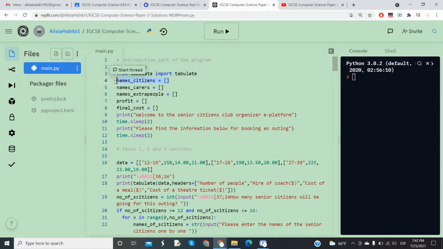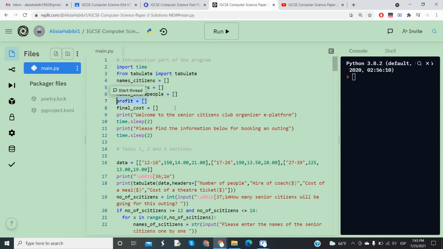Then, of course, I had a names of citizens list, a names of carers list, and a names of extra people list. So this already tells you that I'm using these to store the names of the senior citizens going, the carers that are going for the outing, and if there are any extra people. And then, of course, we have profit.